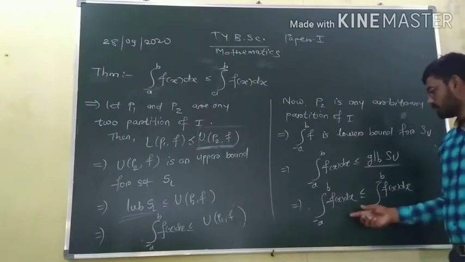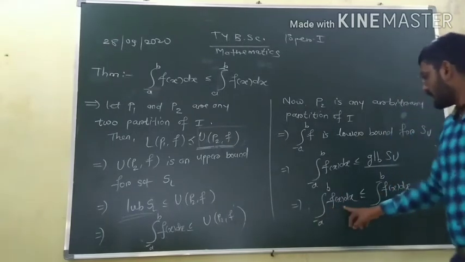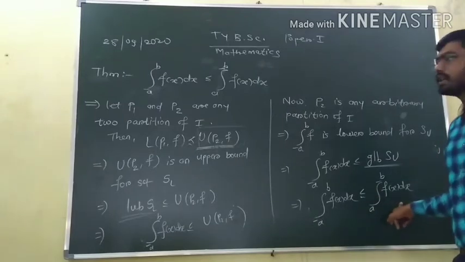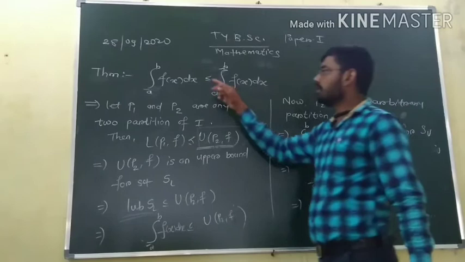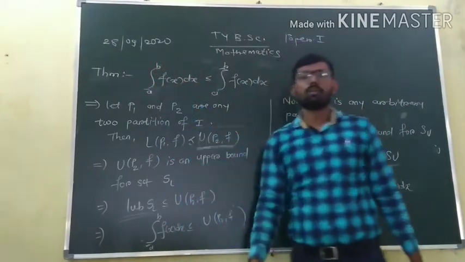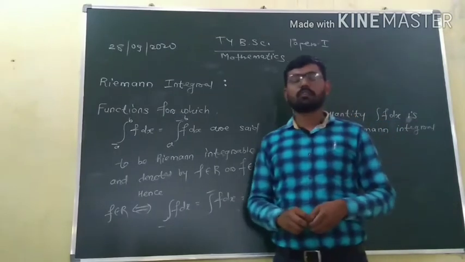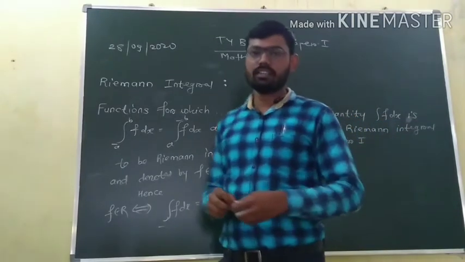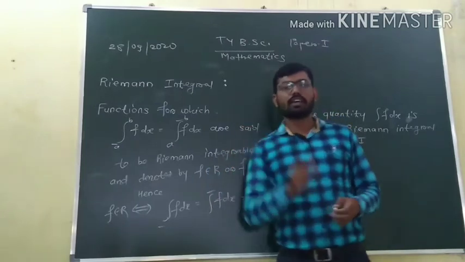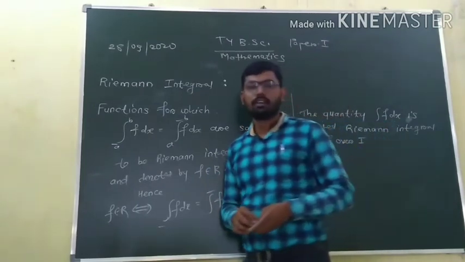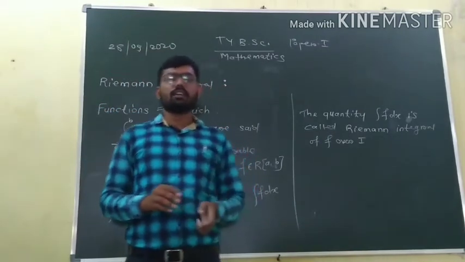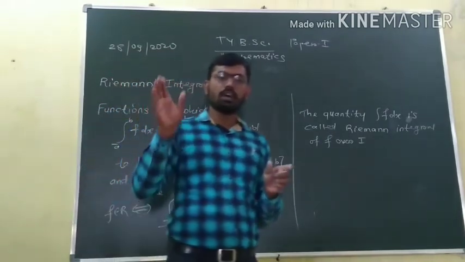Okay. So we have proved that the lower integral is always less than or equal to the upper integral for any function f corresponding to the same interval a to b. So friends, we have just seen an inequality corresponding to lower integral and upper integral. So we have seen that for any function, the lower integral is always less than or equal to the upper integral.